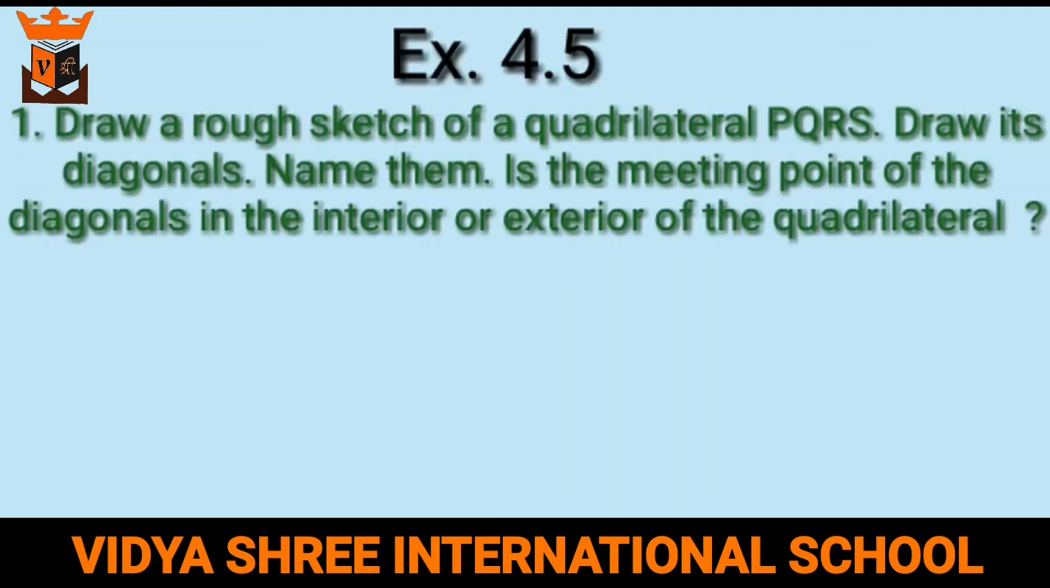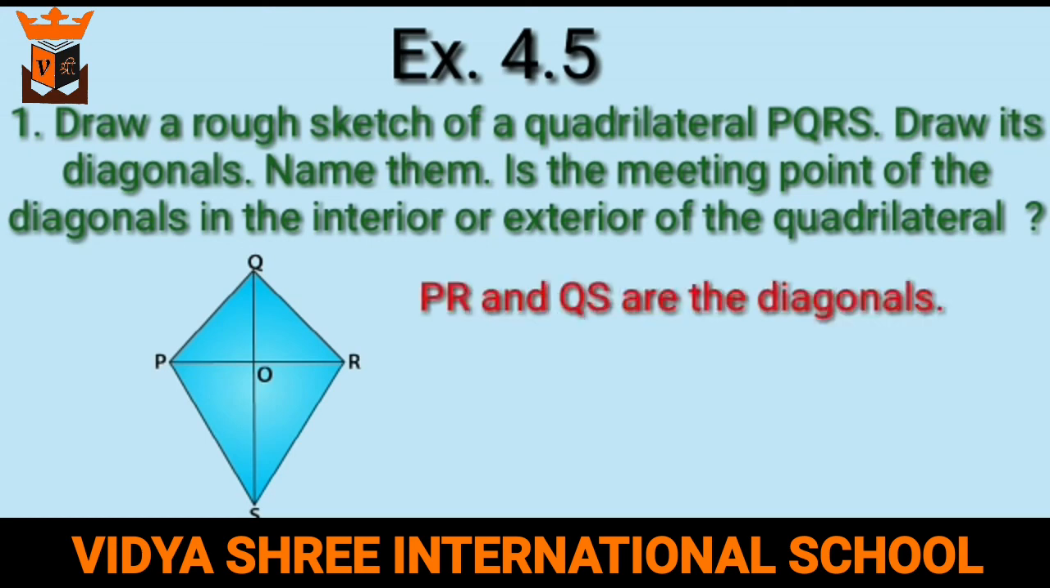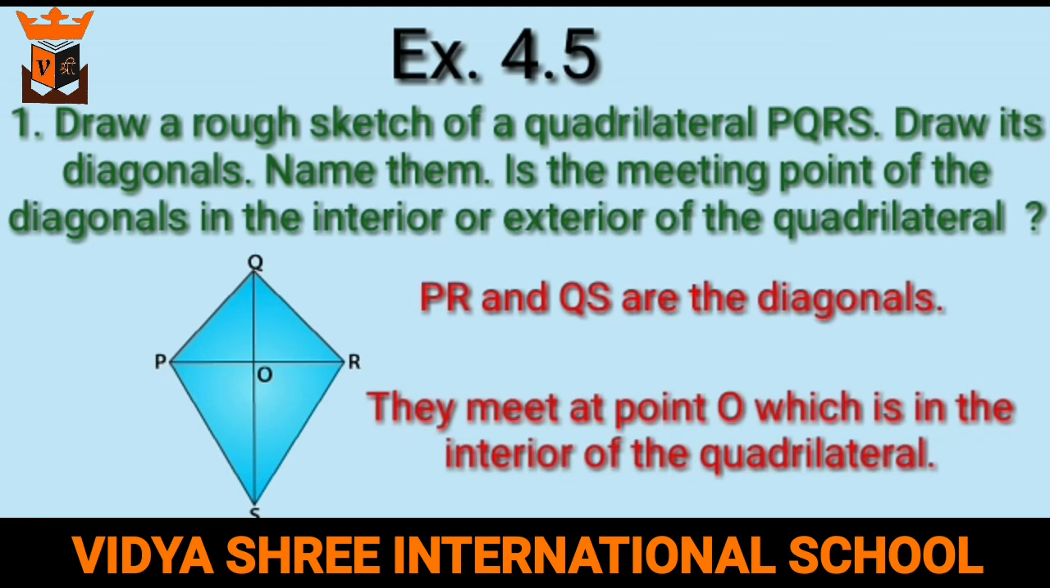First question is, draw a rough sketch of a quadrilateral PQRS. Draw its diagonals. Name them. Is the meeting point of the diagonals in the interior or exterior of the quadrilateral? So here we have a quadrilateral PQRS. PR and QS are the diagonals. They meet at point O, which is in the interior of the quadrilateral.